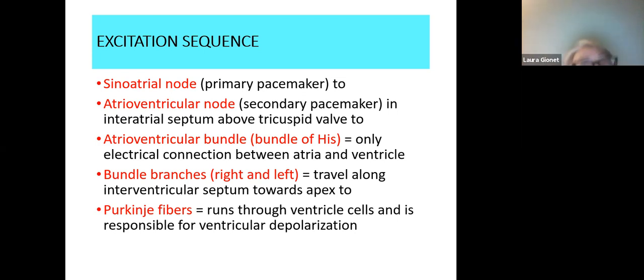Once you pass what's called the apex of the heart, which is the inferior pointy part of the heart, you have these branches called Purkinje fibers. And they help conduct the impulse to some of the distal areas of the cardiac muscle, running through the ventricular cells and responsible for ventricular depolarization.